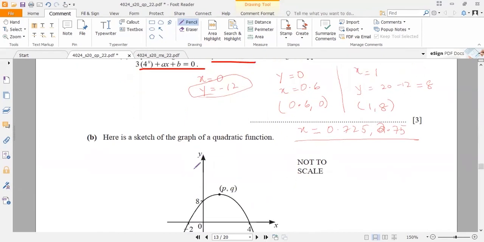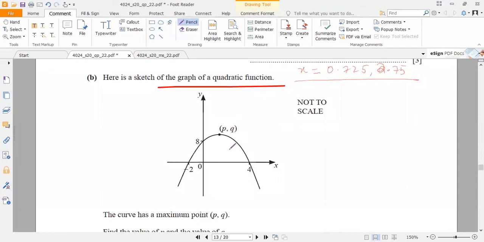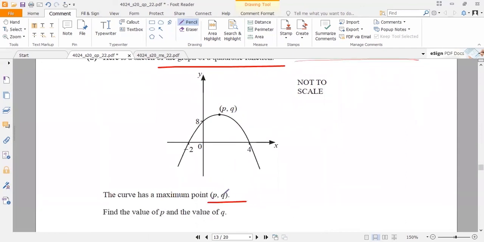Here is a sketch of the graph of the quadratic function. Okay. We need to find out the value of P and Q, and obviously this is the maximum point of this curve. Okay. So for this purpose, we can easily find out the value of P. Obviously, this is the line of symmetry over here, like this, right? So what is the middle point of -2 and 4? It will be 1. So the value of P is 1.